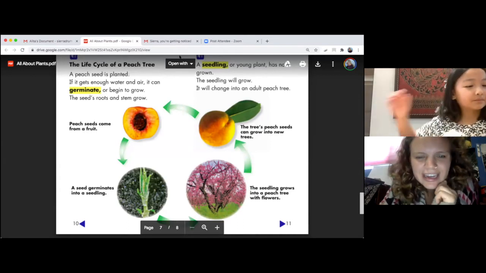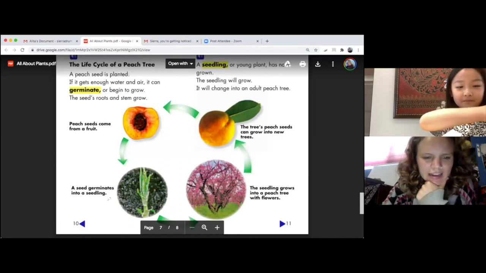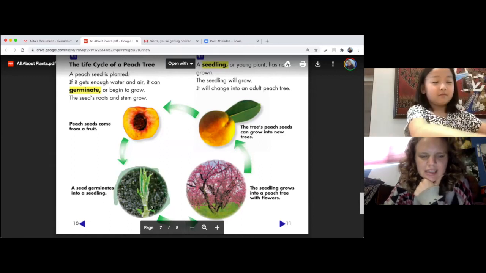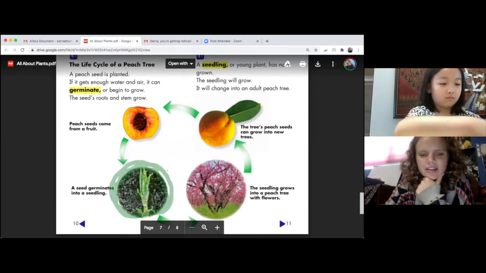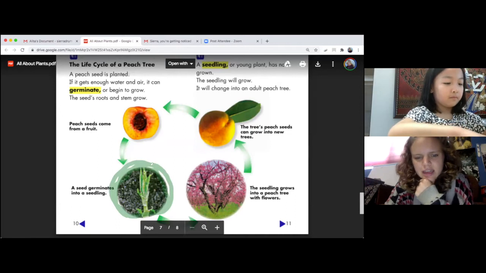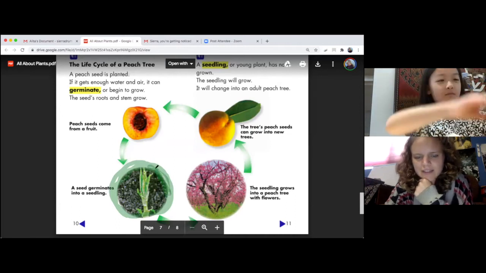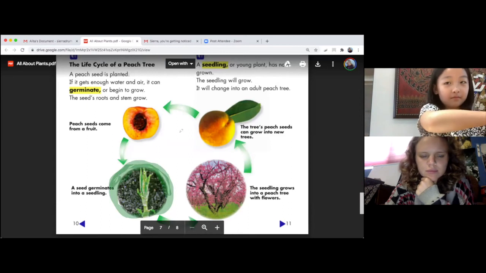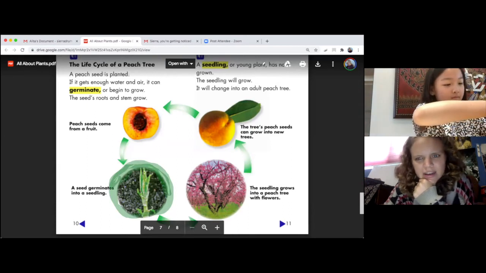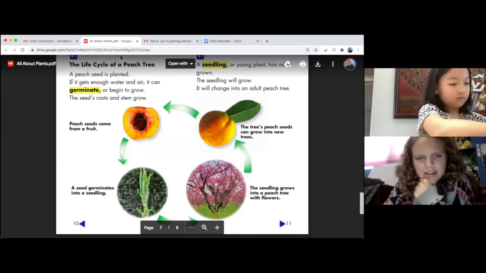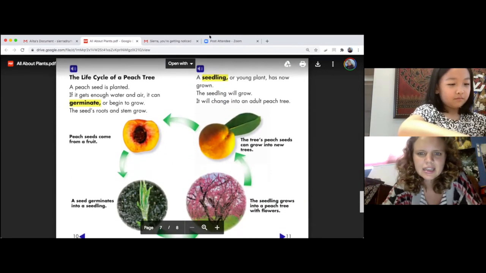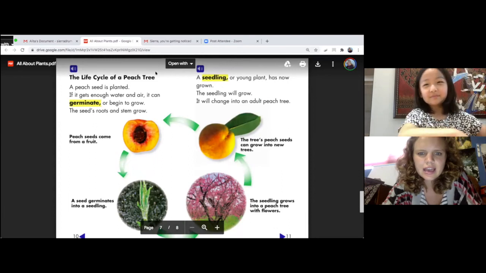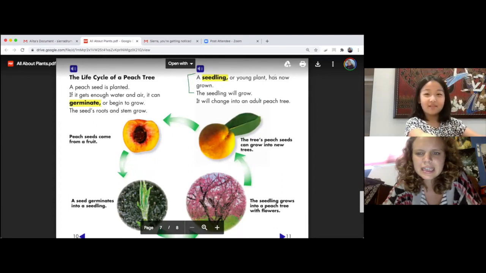Good. So that is happening here. This is where it germinates. So what does the word germinate mean? Grow. Yeah, begin to grow, right? Kind of like being born. Mm-hmm. Yeah. Okay, good. Let's read about what happens next. All right. Can you read about a seedling?